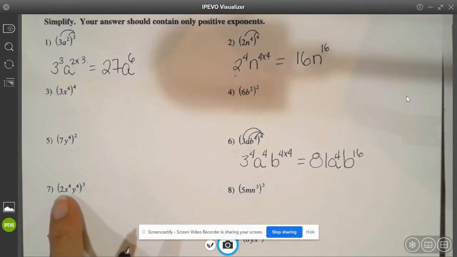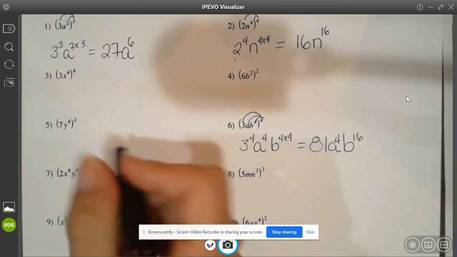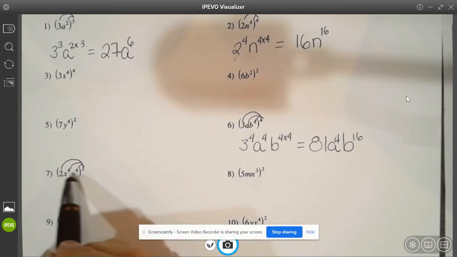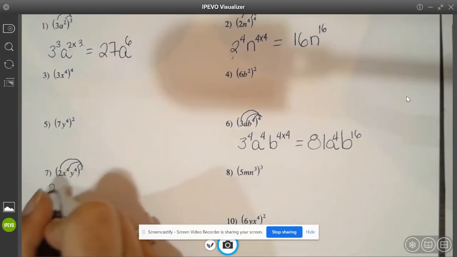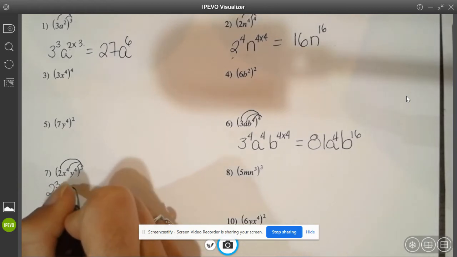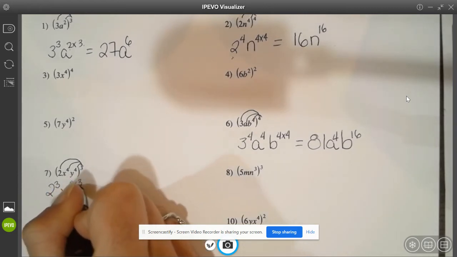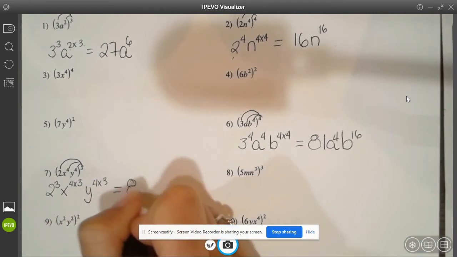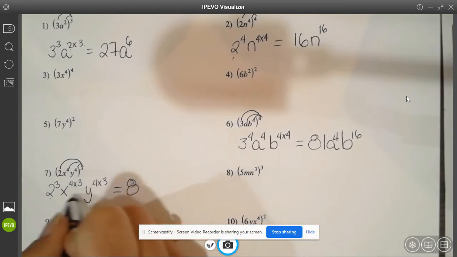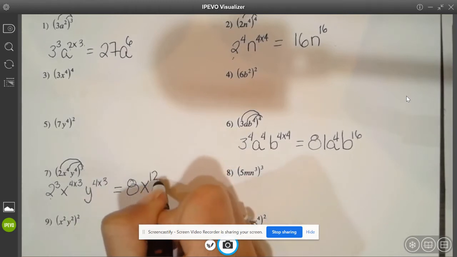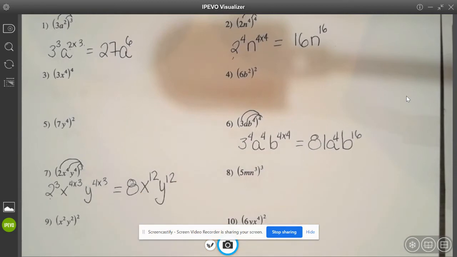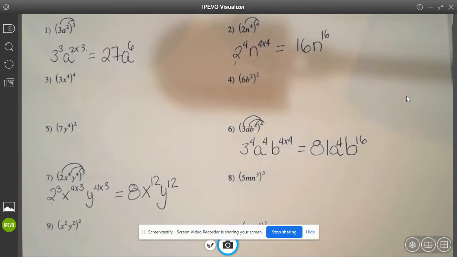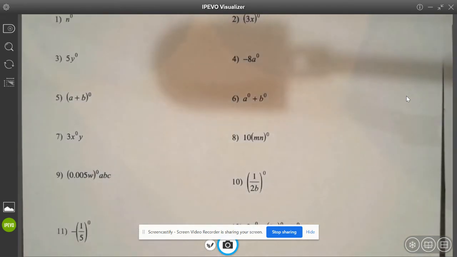So the more terms you got, the more you got to do, right? So you have to distribute to each of the terms inside the parentheses. And now these that have exponents, you multiply. So that's 2 to the 3rd power times x to the 4 times 3 and y to the 4 times 3. So that is 8, that's 2 to the 3rd power. x to the 12th power and y to the 12th power. And that is my answer there. All right, so enough of that. That is your power rule.